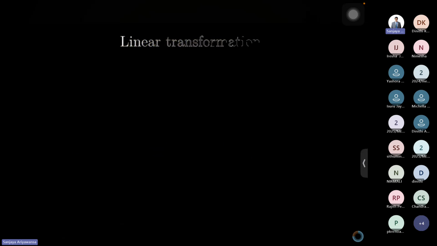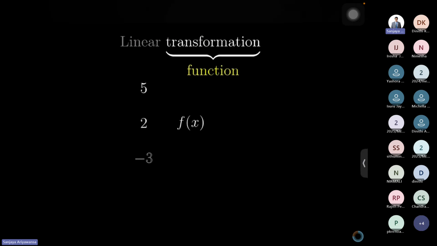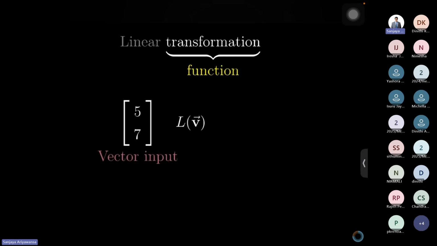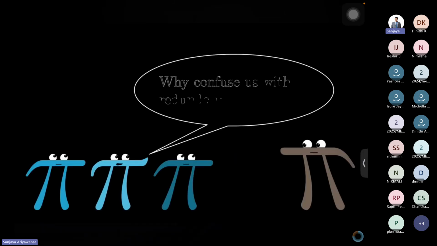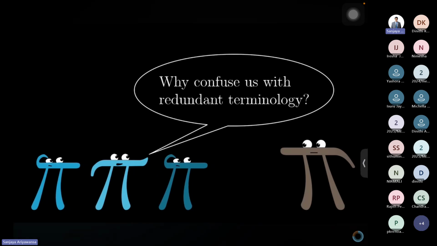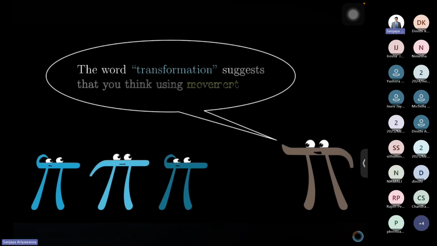To start, let's just parse this term, linear transformation. Transformation is essentially a fancy word for function. It's something that takes in inputs and spits out an output for each one. Specifically, in the context of linear algebra, we like to think about transformations that take in some vector and spit out another vector. So why use the word transformation instead of function if they mean the same thing? Well, it's to be suggestive of a certain way to visualize this input-output relation.